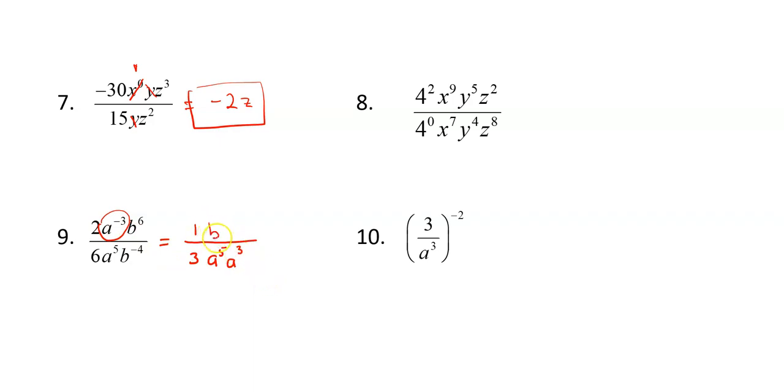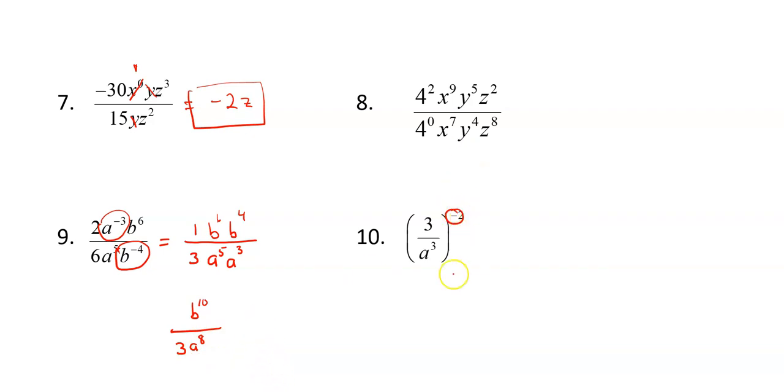I've got a b to the 6th on the top. That b to the negative 4, that negative exponent means it wants to move, so it moves up to the top as a positive. So now I've got a b to the 6 times b to the 4. 6 plus 4 is 10, right? Same base, add exponents. Now we're going to start combining our rules together. On the bottom, a to the 5th, a to the 3rd. So there's 8 of them altogether. And there's my answer.